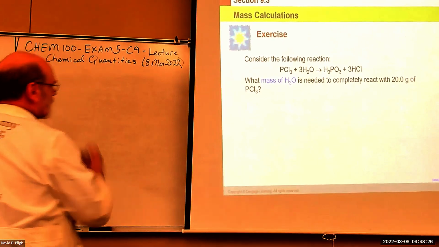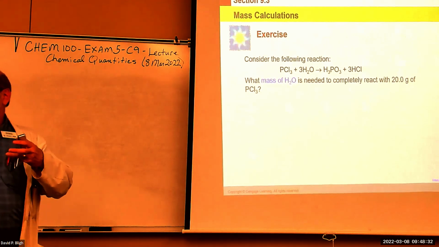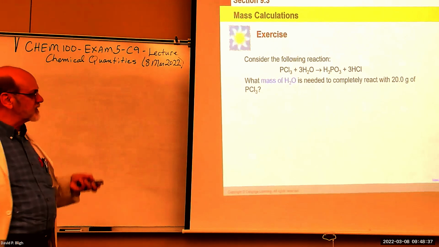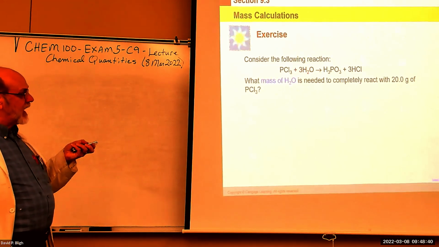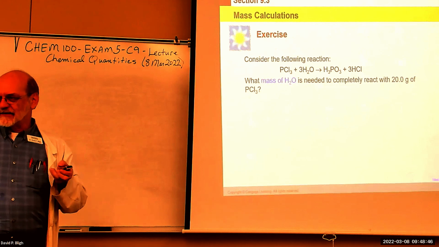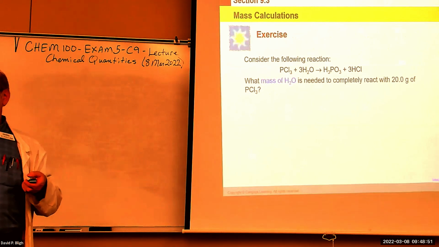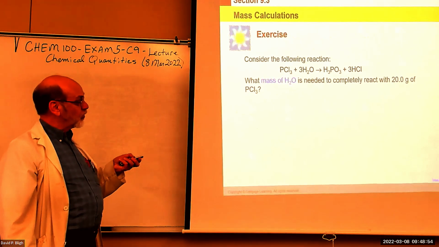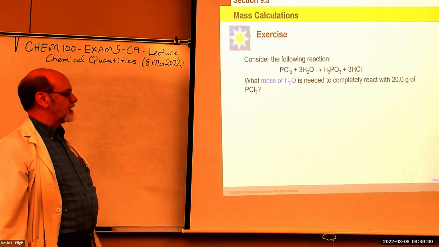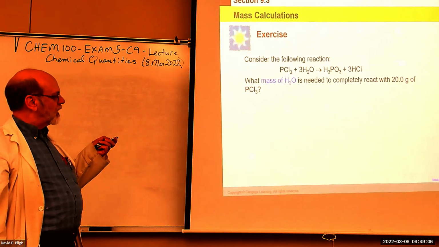Okay. Consider this equation. Phosphorus trichloride, right? Type 3 compound, non-metal, we just name it. Phosphorus trichloride, that's the name. Water, dihydrogen monoxide, and phosphorus acid. PO3 is phosphite, and ites become uses in acid naming. Phosphorus acid, assuming it's in solution, and it probably is, and hydrochloric acid. What mass of water is needed to completely react with 20 grams of PCl3?